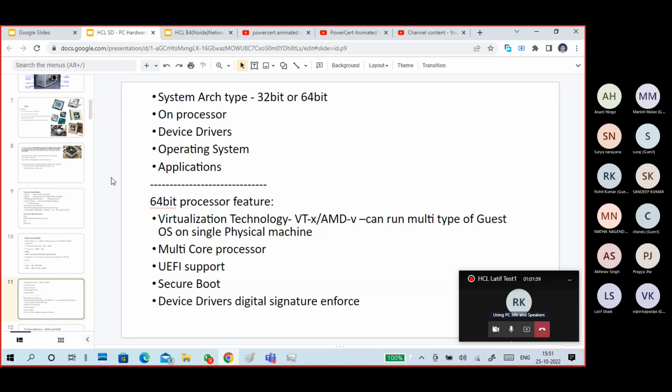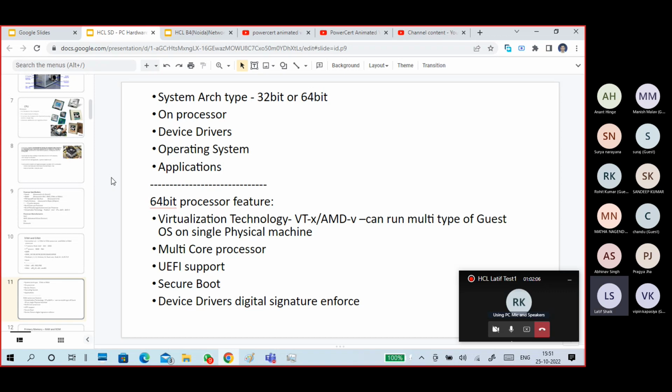But as the length of the instruction size increases and the data size increases, the required memory size is also high. What is required memory size? Like RAM and storage, also required high. But you will get certain features.